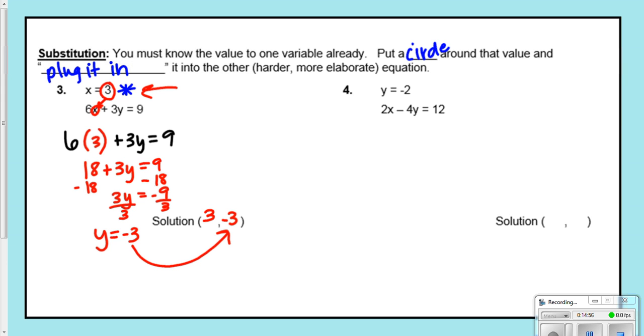In this case, y equals negative 2. They just straight up told us that y is negative 2. So I'm going to plug it in for the y here. So I'm going to rewrite that bottom equation that's a little bit more complex. But instead of putting 4y, I'm going to put 4 times negative 2, because that's what they told me it was equal to. So 2x plus 8 equals 12.